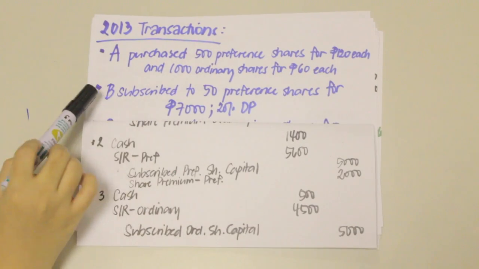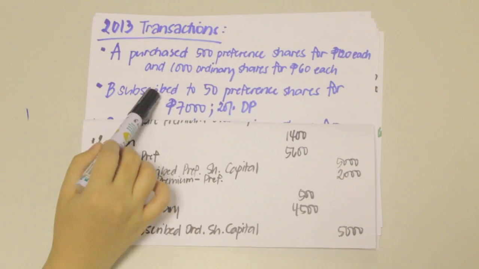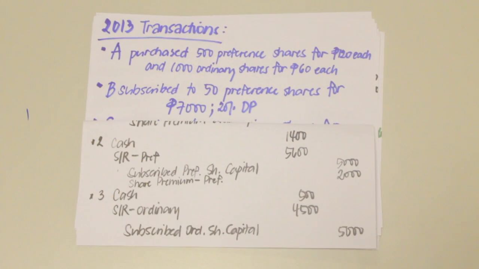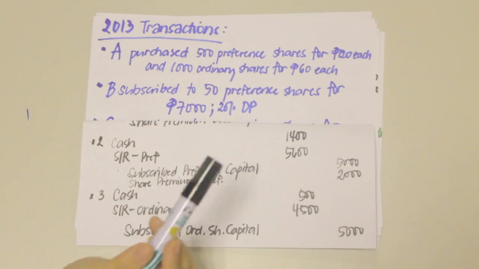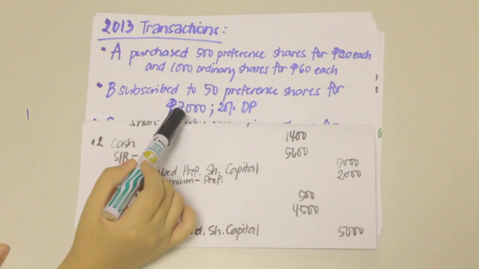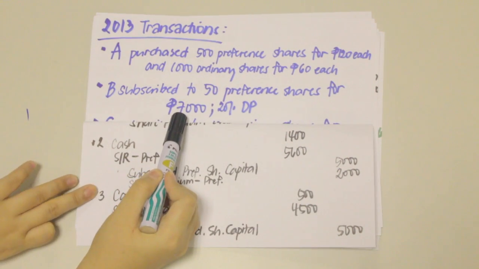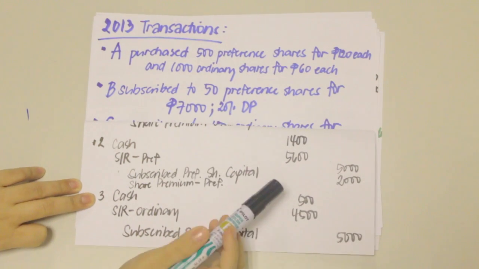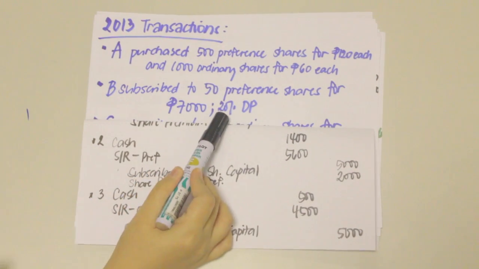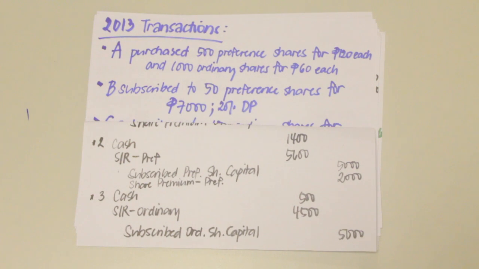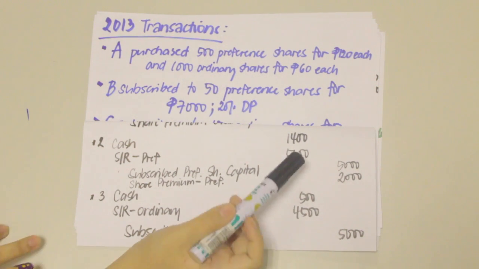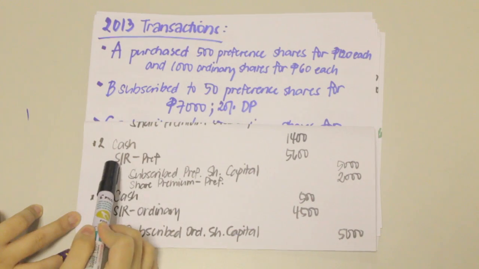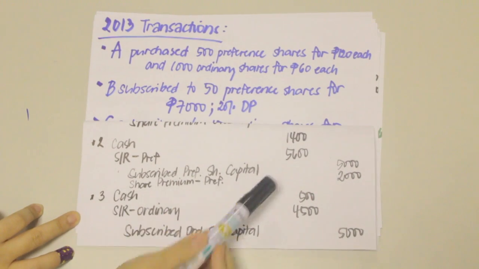So the next transaction is when B subscribed to 50 preference shares for 70,000 pesos. So 50 preference shares at par would only amount to 5,000 pesos. So this means that 2,000 would go to your share premium, as seen here. The cash received would be equal to 20% of 7,000 since it's only a down payment, so that's 1,400, and the remainder would be debited to subscriptions receivable preference shares, so that's 5,600.